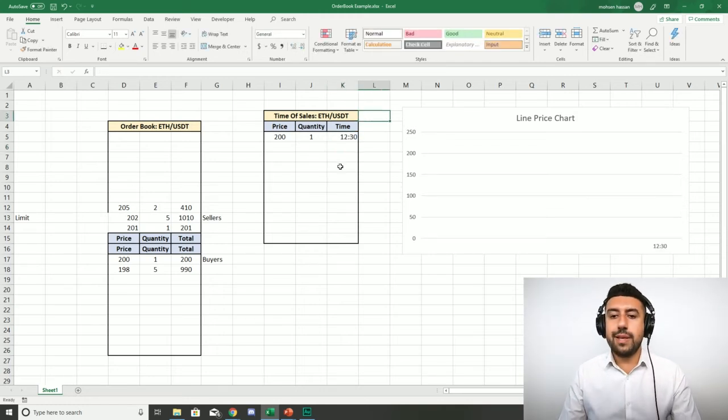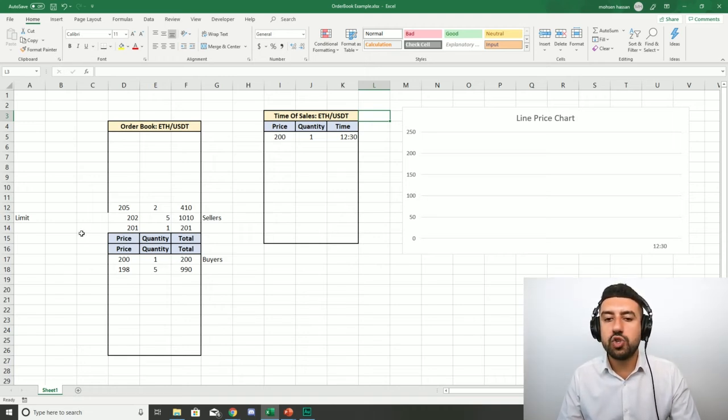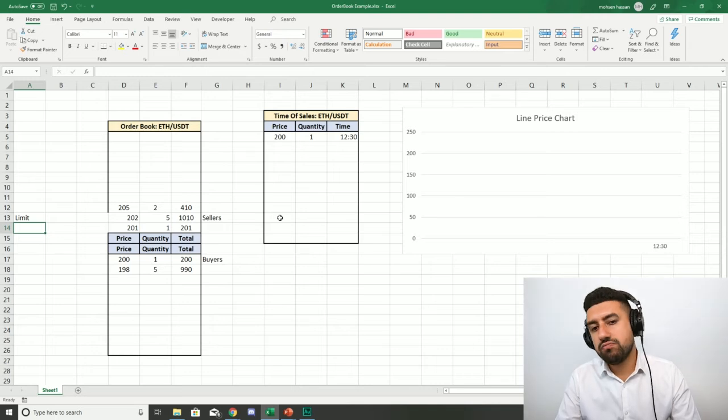Now let's say after this, another buyer wants to buy. And he wants to buy, I don't know, 2 Ethereums at a price of 205.